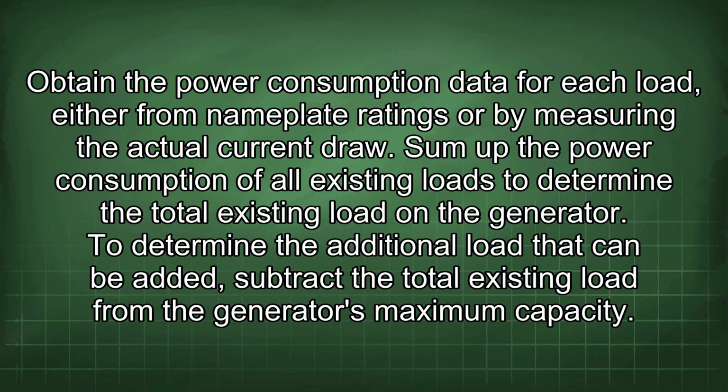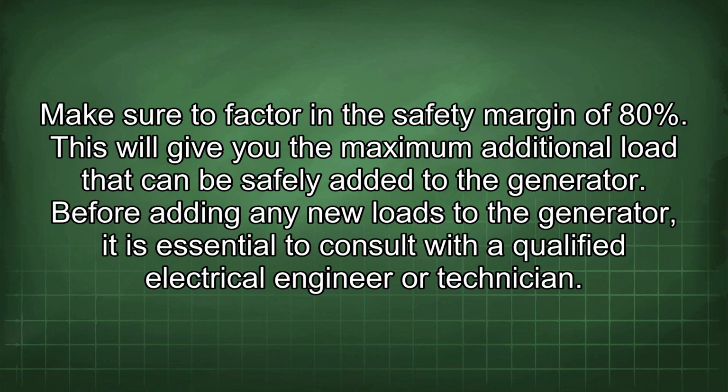To determine the additional load that can be added, subtract the total existing load from the generator's maximum capacity. Make sure to factor in the safety margin of 80%. This will give you the maximum additional load that can be safely added to the generator.